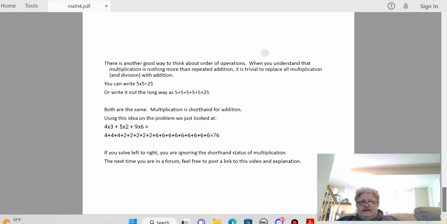So using that same idea on the problem we just looked at, we've got 4 times 3 plus 5 times 2 plus 9 times 6. So you got 4 plus 4 plus 4 plus 2 plus 2 plus 2 plus 2 plus 2. That's 5, adding 2 5 times. Then we're going to add 6 9 times. So all those sixes, that equals 76. It's the very same thing as what we had before. If you solved left to right, you're ignoring the shorthand status of multiplication.